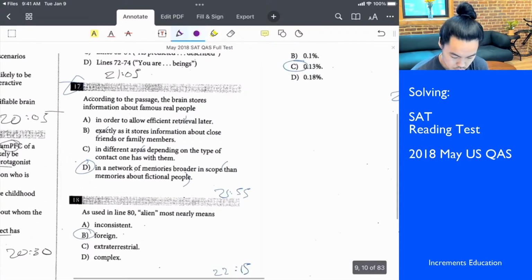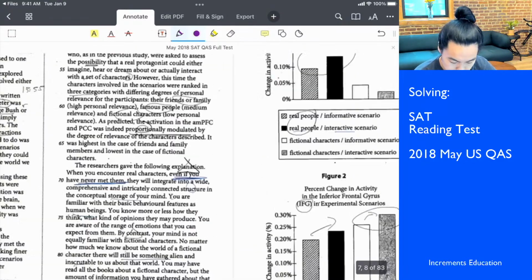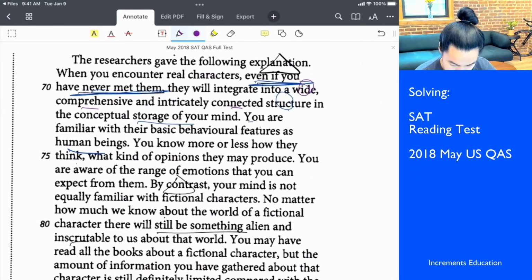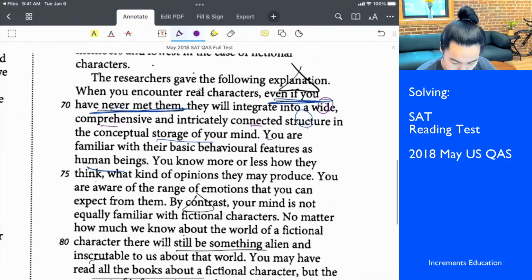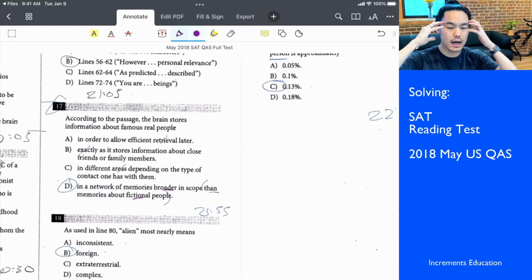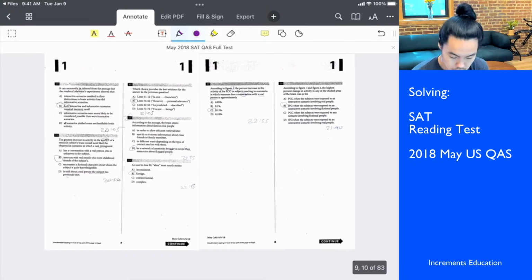Okay, here we go. Famous real people in a network of memories, that's cool. Broader in scope than memories about fictional people. So I just need to get the broader bit into a wide, comprehensive, connected structure when we talk about real characters. Yeah, that's correct. Broader than fictional is coming from the idea that when we talk about real people, even if you've never met them, that is broader in scope than memories about fictional people. We can definitely get that from the passage. So I have full confidence in that. I didn't use any extra time because I told you I wouldn't.